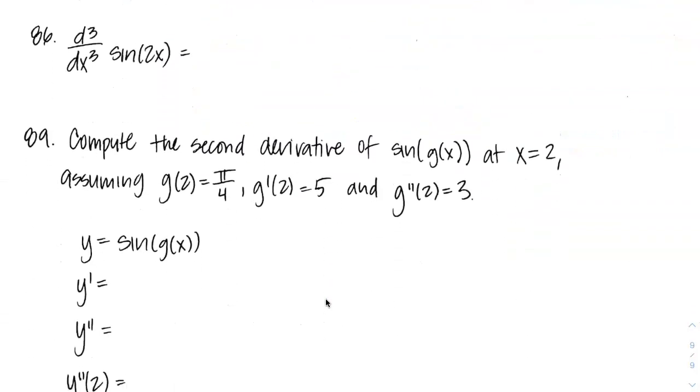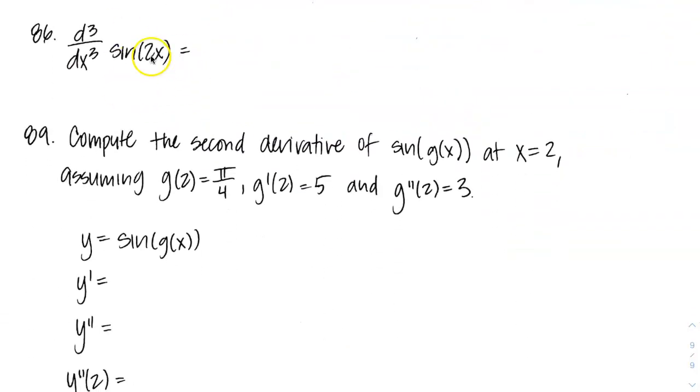A few more. I'll take the third derivative of sine 2x. I know we did all that work. This one will work out a little easier. So the third derivative of that, just take the derivative one time. So the outside is sine, so I get cosine 2x times the derivative of the inside, 2. So I get 2 cosine of 2x. That's the first derivative. Then take the second derivative.